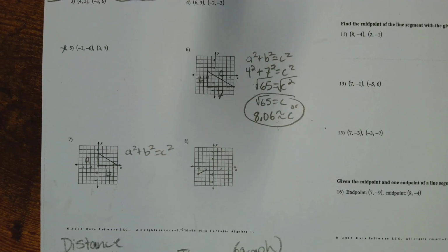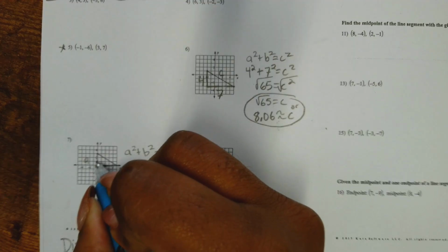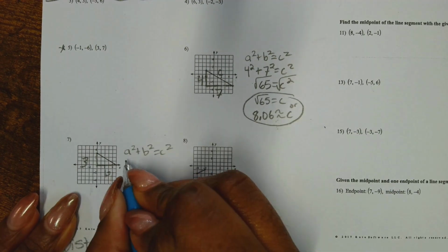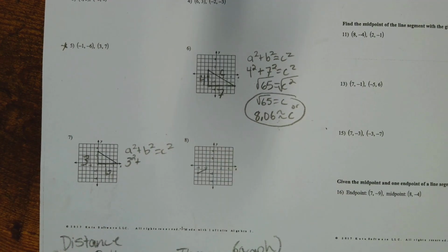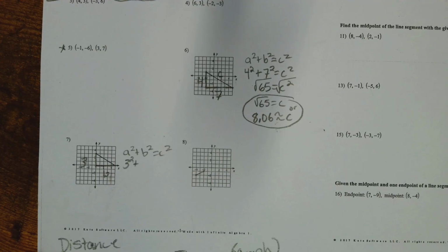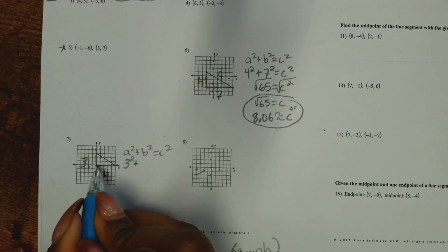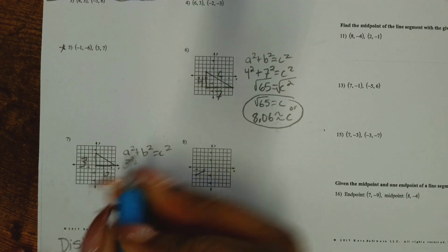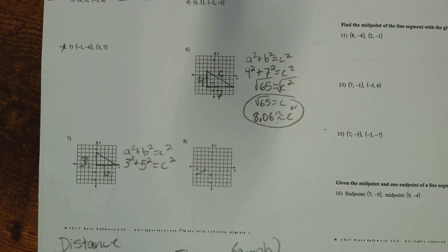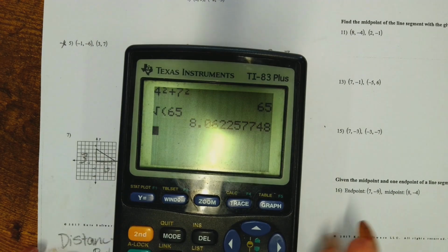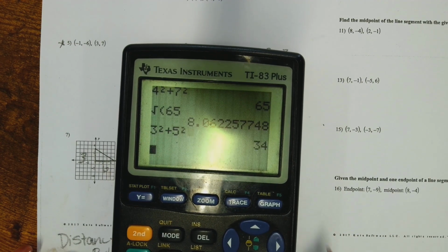What is the length of A? 1, 2, 3. A is going to be 3. So we substitute 3 in for A. We put 3 squared. What is the length of B? 1, 2, 3, 4, 5. Great job. So that's 5 squared. Now we have 3 squared plus 5 squared. Let's type that in. What is 3 squared plus 5 squared? 34.